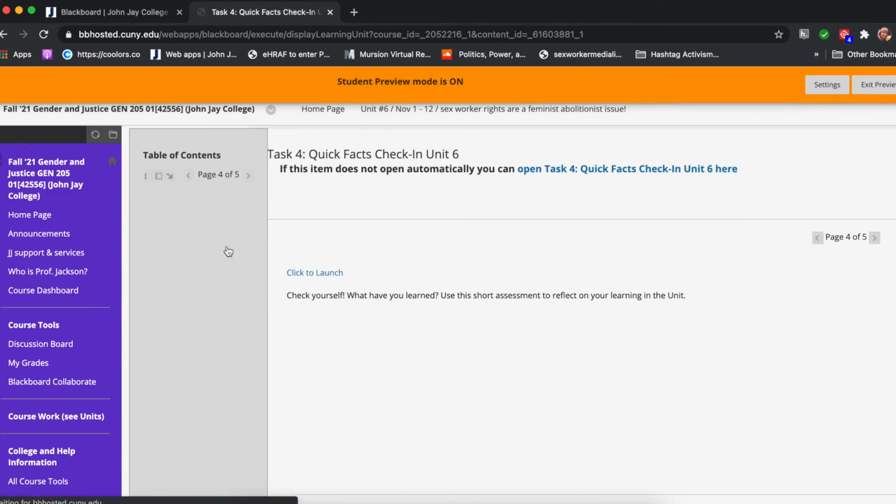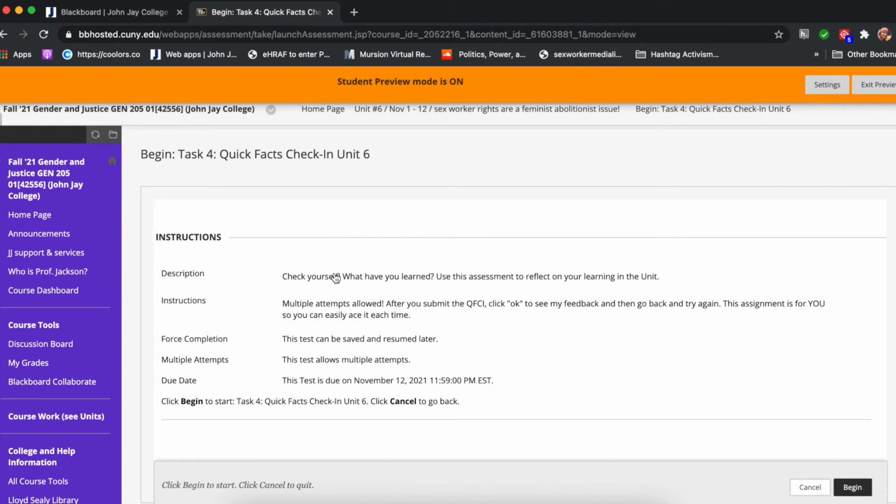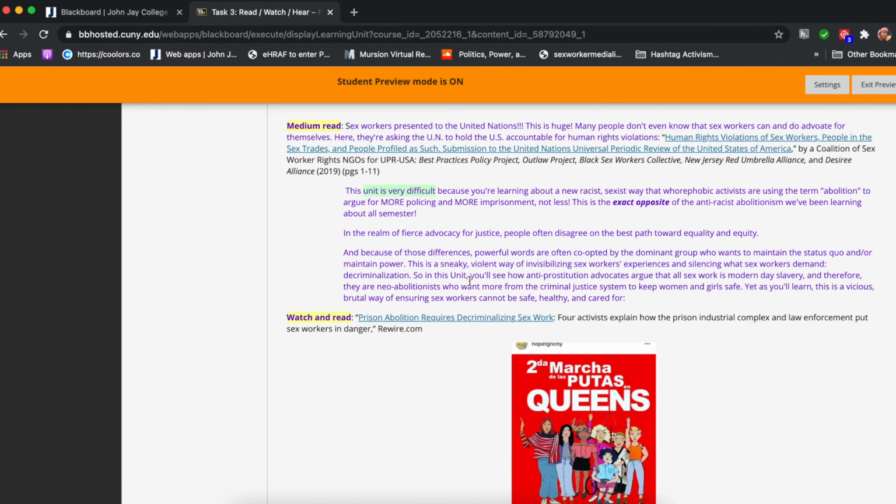Once you have completed it, then you'll conduct your quick facts check-in to see, did you get the main points? If not, go back and fix those questions, right? One thing that I want to bring to your attention in this unit, and this is going to be confusing, is that abolition as a word isn't always used in the same way as different people use it.